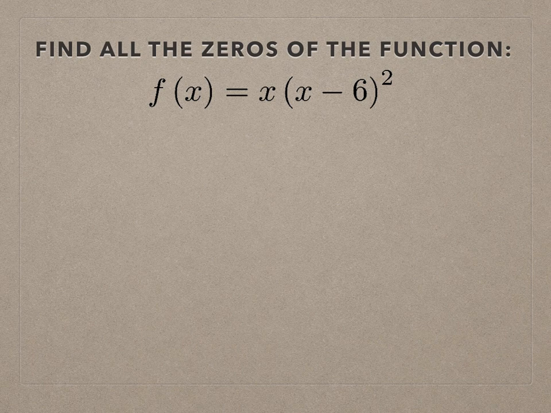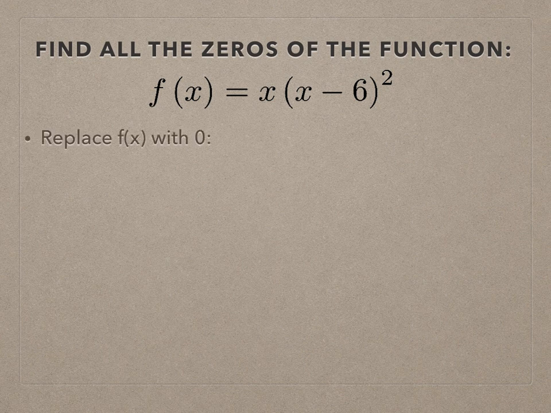We're asked to find all the zeros of this function. f of x equals x times the quantity x minus 6 squared. Here we can see that the degree of this polynomial function is 3, because if I multiplied everything out, it would be x to the 3rd power. So we're expecting 3 roots.